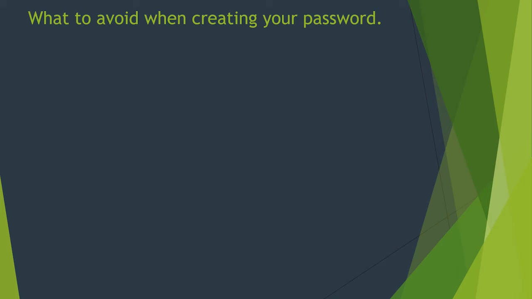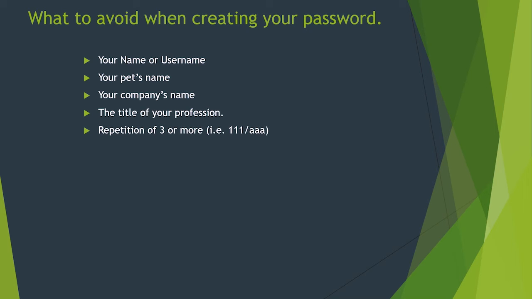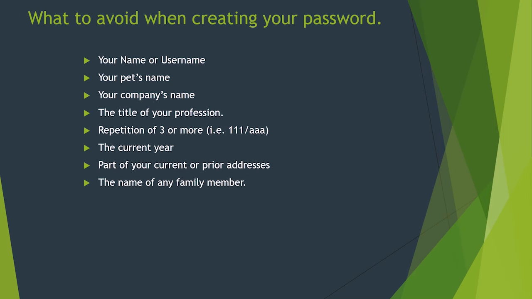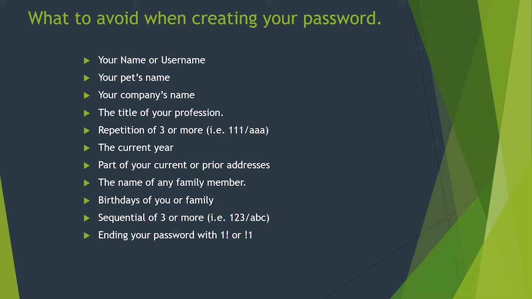They include the following: your name or your username, your pet's name, your company's name, the title of your profession, repetition of 3 or more, like 111 or AAA, the current year, part of your current or prior addresses, the name of any family member, the birthday dates of you or your family, sequential of 3 or more, like 123 or ABC, ending your password with a 1 and an exclamation point, your social security number.